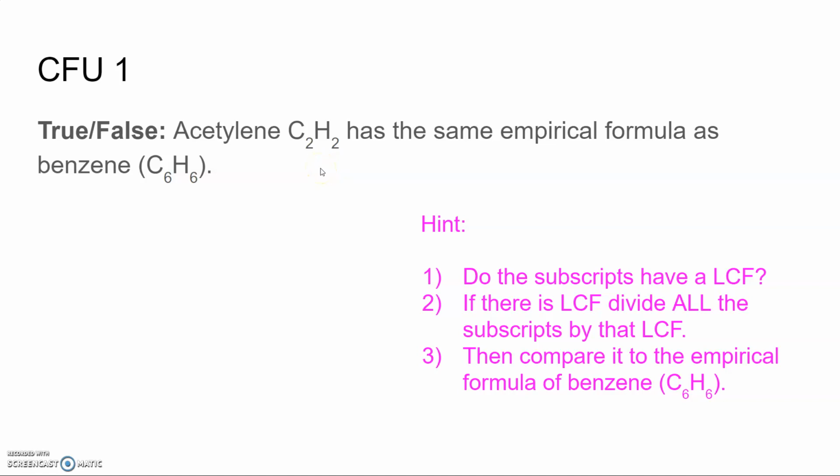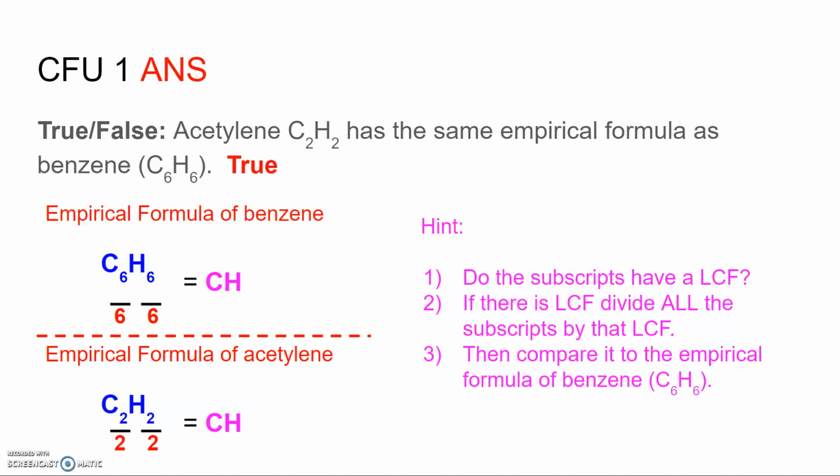Right? So if they have a least common factor, you would divide all the subscripts by that least common factor, and then that will give you the empirical formula. Then you're just going to compare the two to see if they're the same. So if you need to, you can pause the video and try and solve this. If not, the answer will be revealed in about 3 seconds.